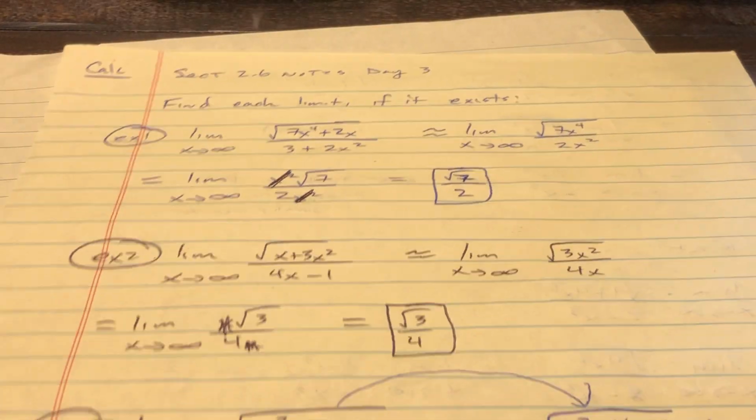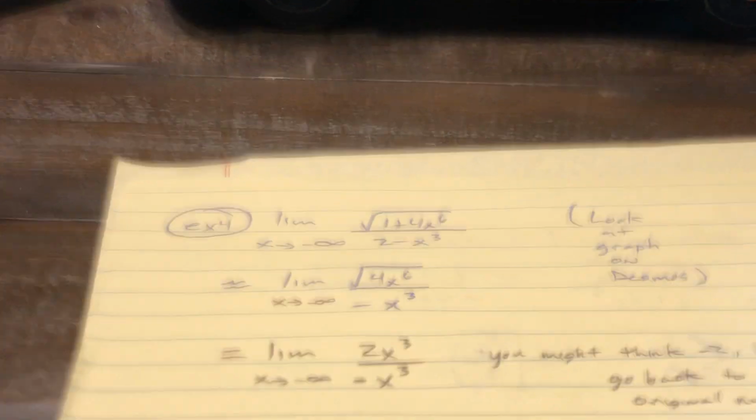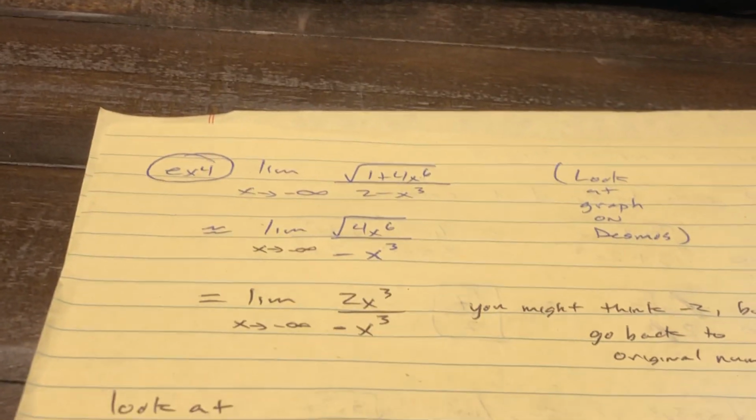Number 2. All right, so take a look here, and write down this one. The limit as x goes to negative infinity.